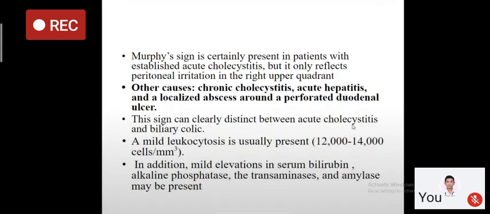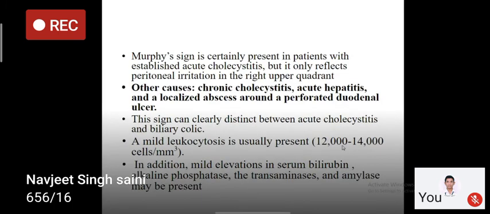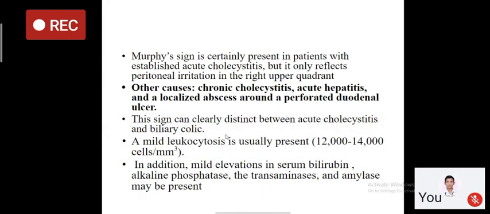And if you do a TLC count of this patient, then the TLC count is usually 12,000 to 14,000, meaning the leukocyte count is raised. But if this leukocyte count is very much raised, meaning 25,000 or 30,000, then the diagnosis is usually empyema of the gallbladder. So in empyema of the gallbladder or perforation of the gallbladder, leukocyte count is usually raised in the 20,000 or 30,000 range.